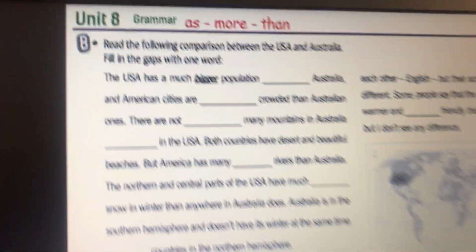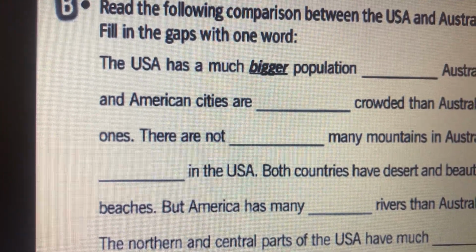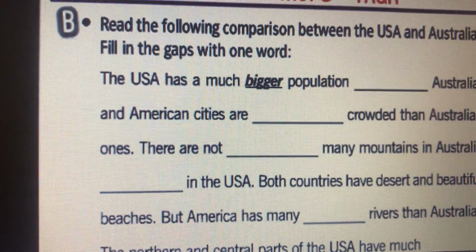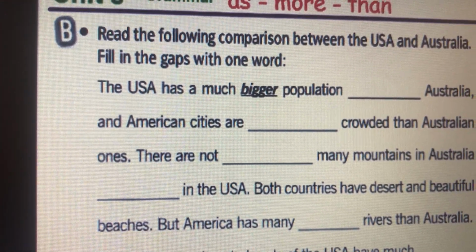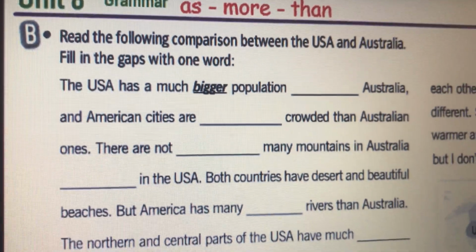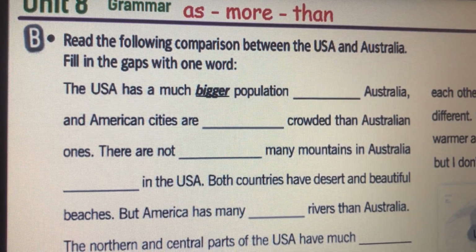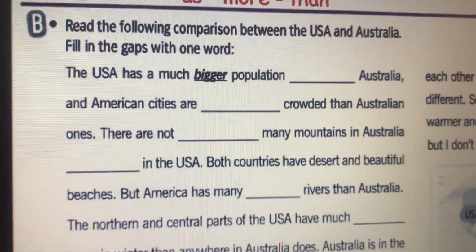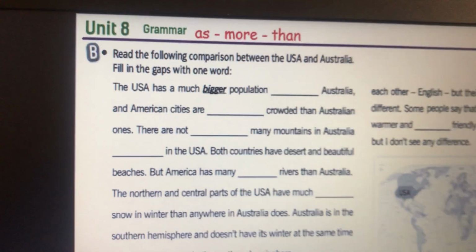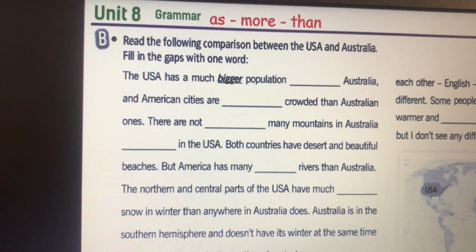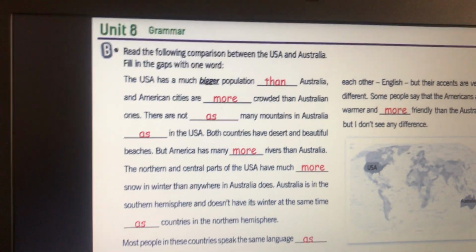Look, the first one is done for you. The USA has a much bigger population. Now, think of using the words as, more, than. Look, the USA has much bigger population. Australia, what? As, more, or than? I think you could answer well. Yes, it is than. Okay, let's check.